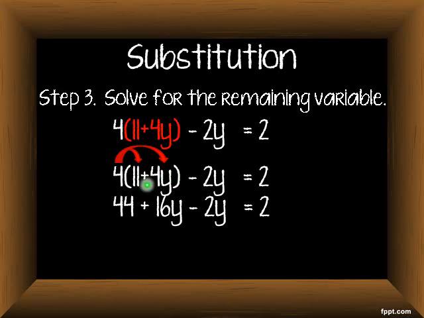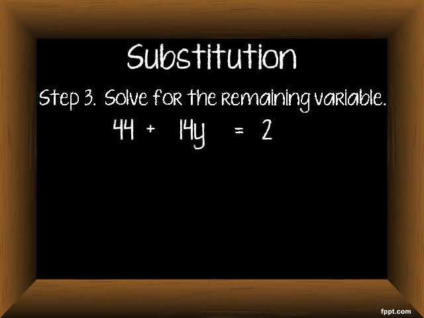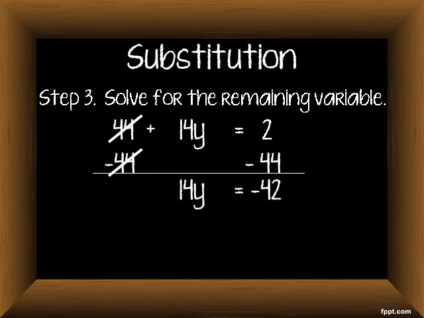Now I see some like terms on one side of an equal sign that could be combined or collected. We'll combine 16y and minus 2y, and that results in 44 plus 14y equals 2. Finally, we can subtract away that 44, resulting in 14y equals negative 42. And then divide away the 14. Now we know that y equals negative 3.